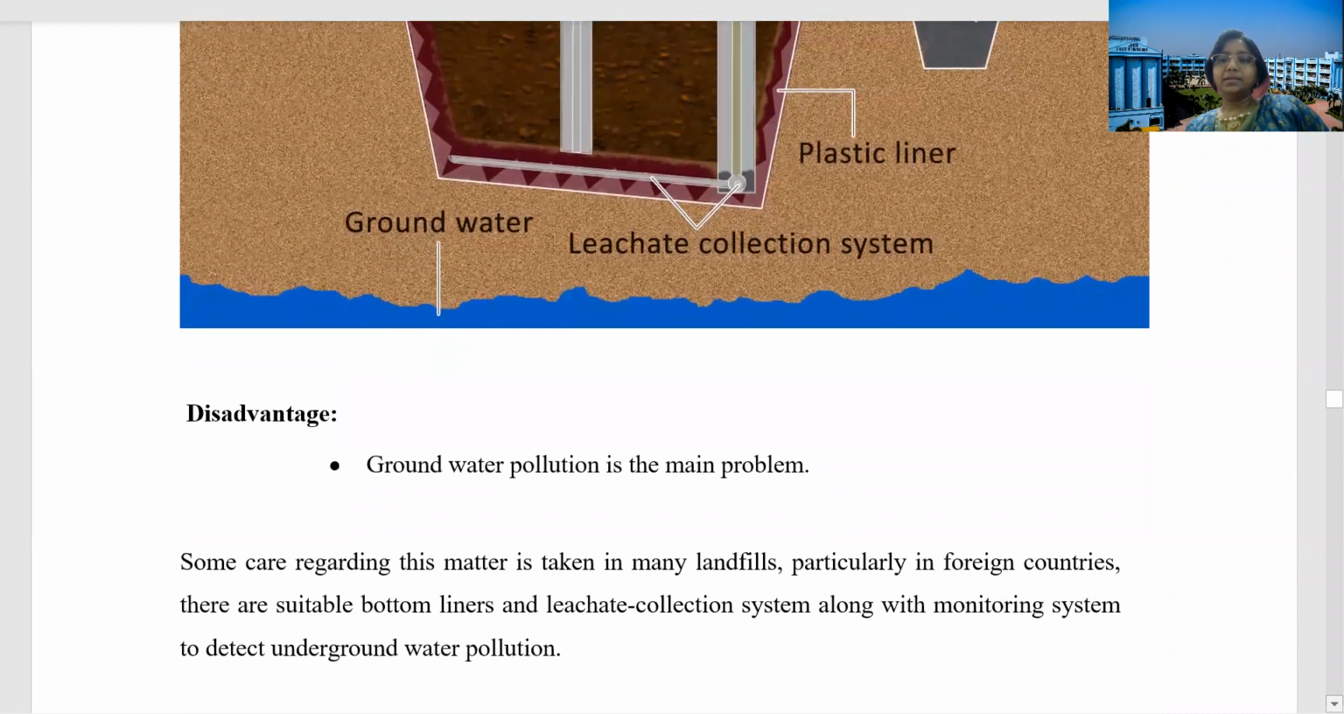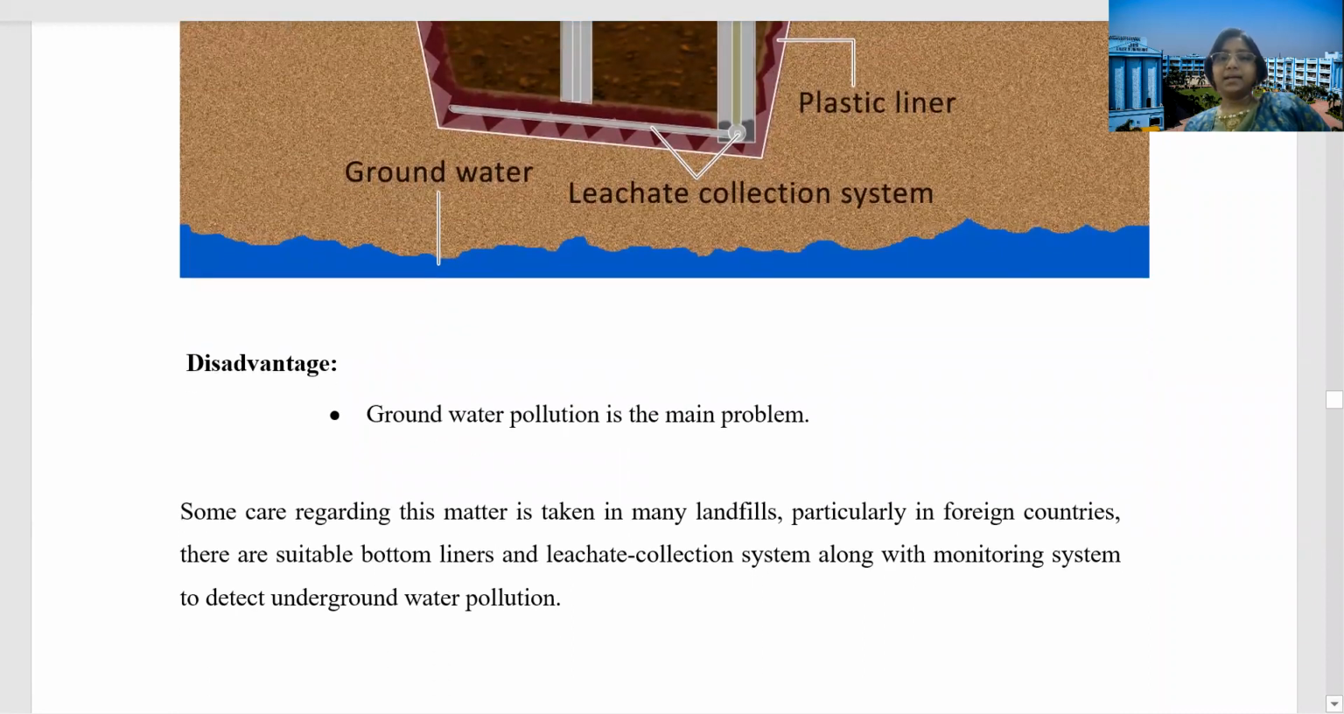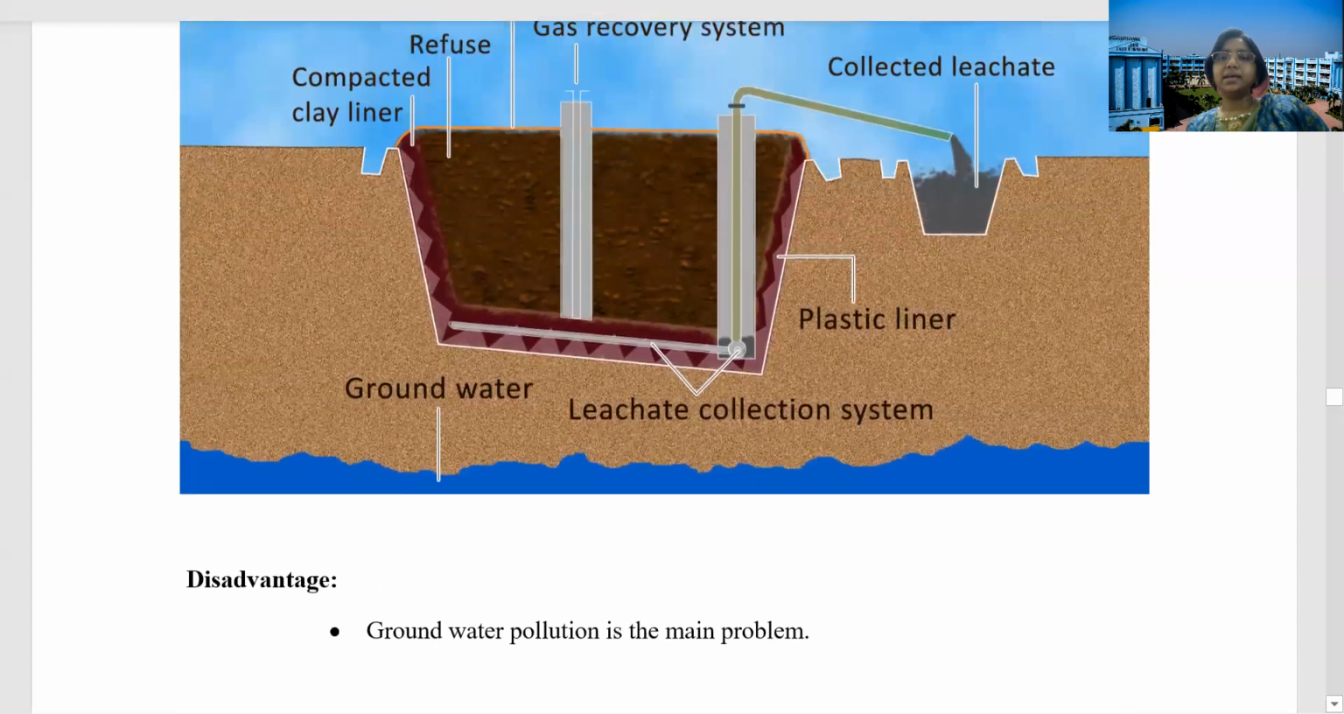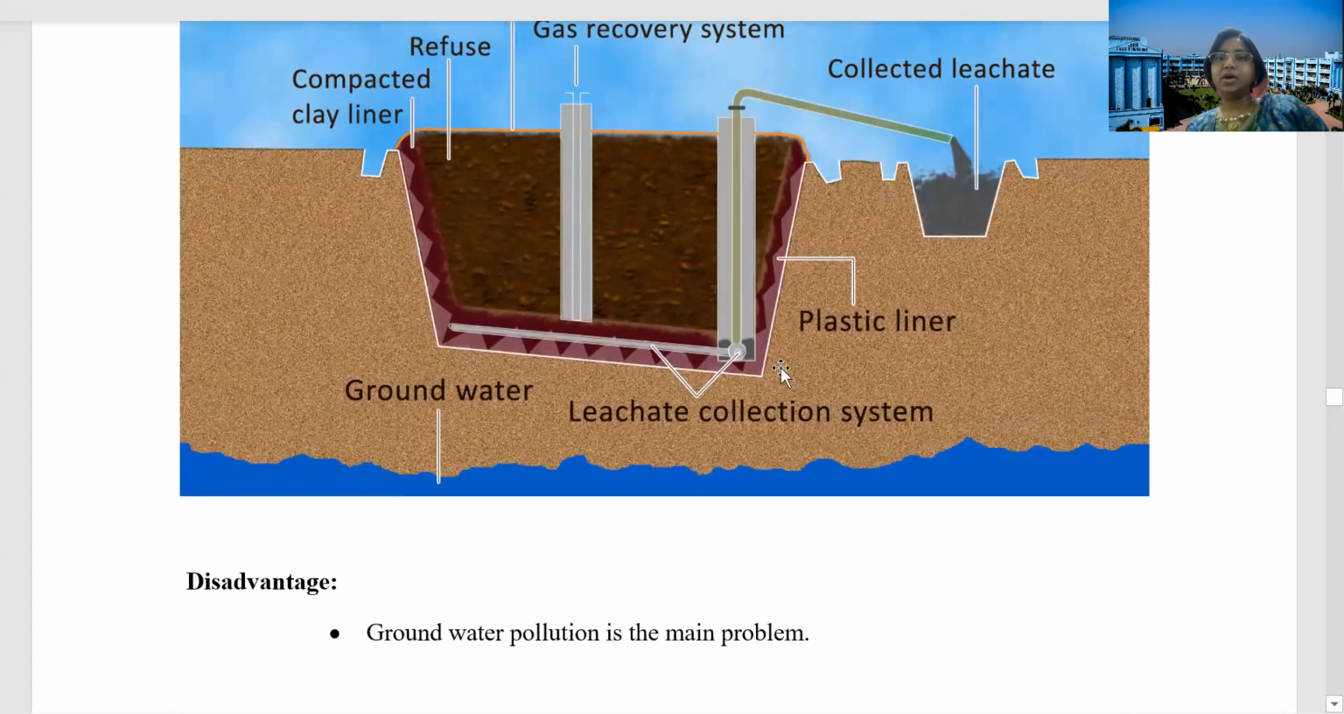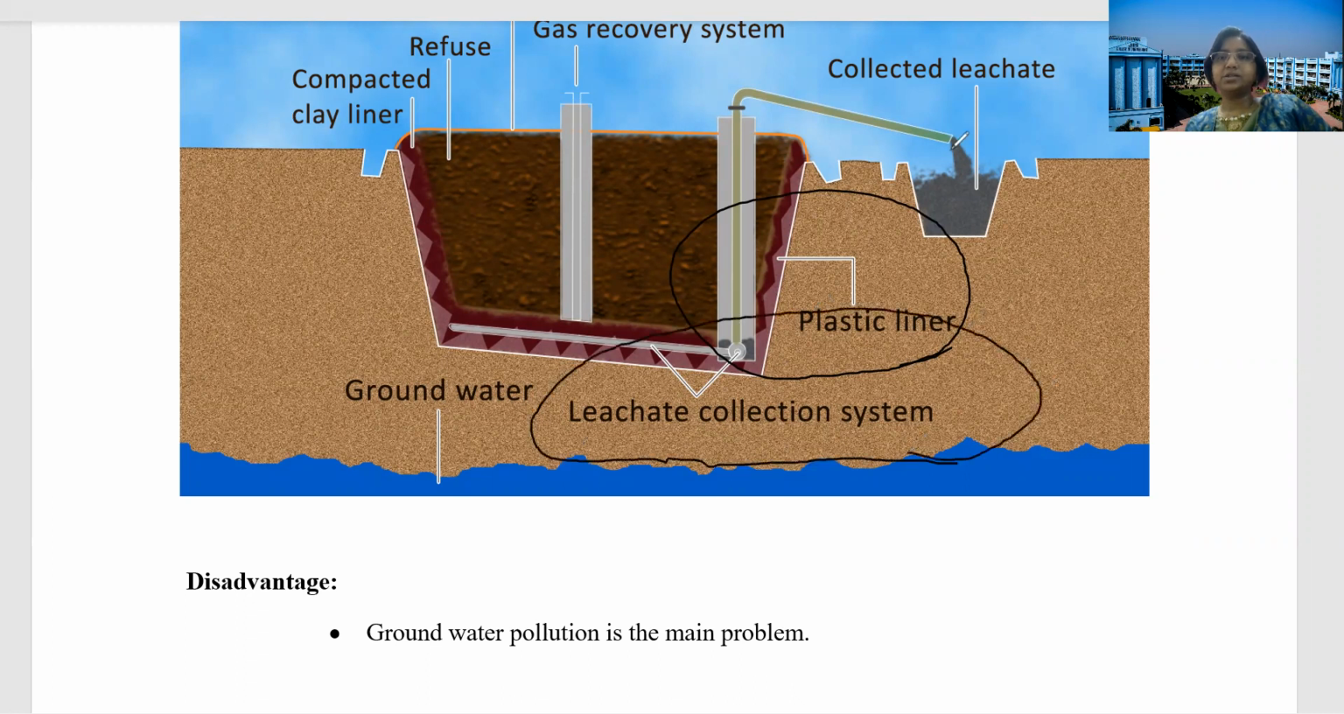So how can we solve this problem? Some care regarding this matter is taken in many landfills, particularly in foreign countries. There are suitable bottom liners and a leachate collection system along with a monitoring system to detect underground water pollution. So here you can see in the picture, the leachate collection system is shown here. And a plastic liner is also given here so that the waste materials cannot percolate down to contaminate groundwater. So here we have given the plastic liner, and here the leachate collection system is also shown.